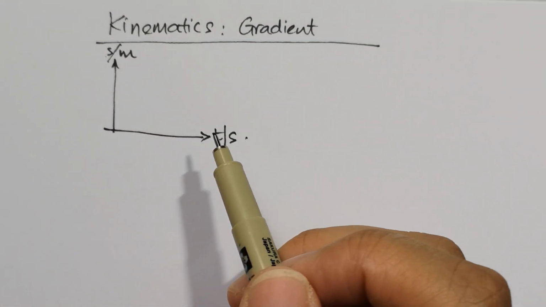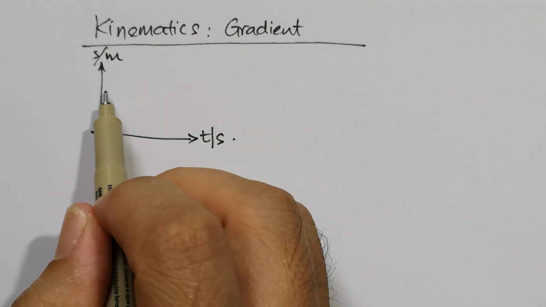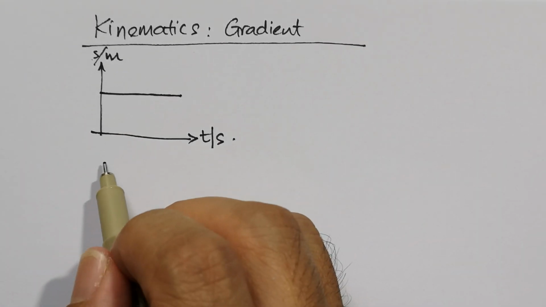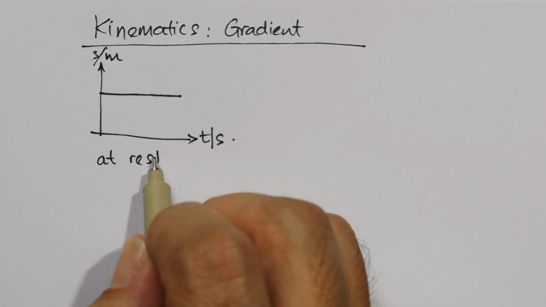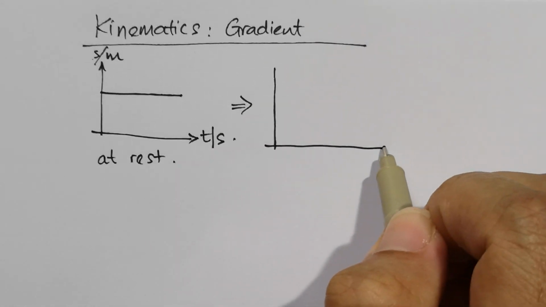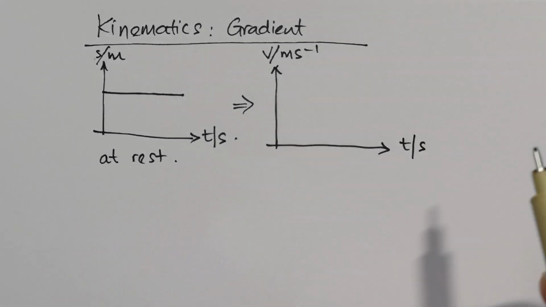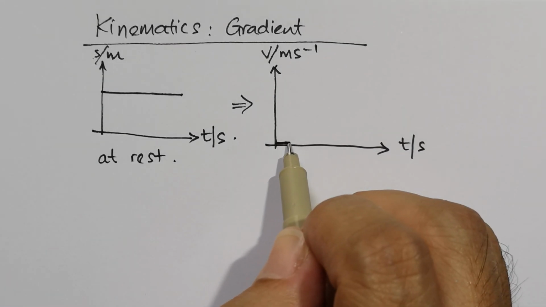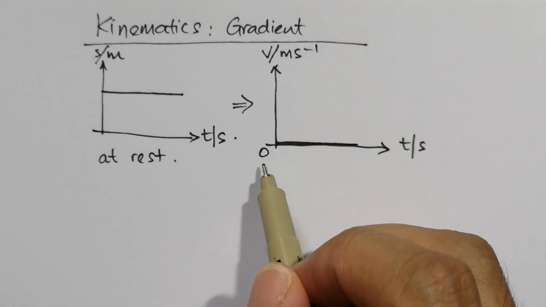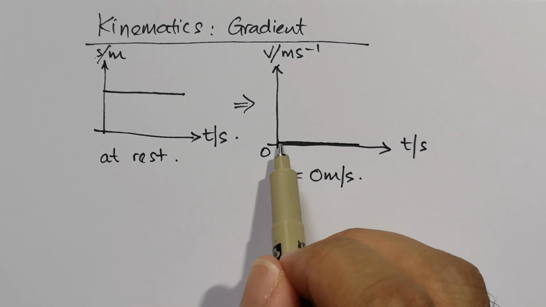Let's take a very simple example, and that is your displacement time graph. When you draw this, we have already discussed in class that the motion is at rest, not moving. And if you were to sketch a velocity time graph, you will have a flat line right at the bottom, because in physics when it's at rest the velocity is 0 meters per second. So the graph will look like this at 0.